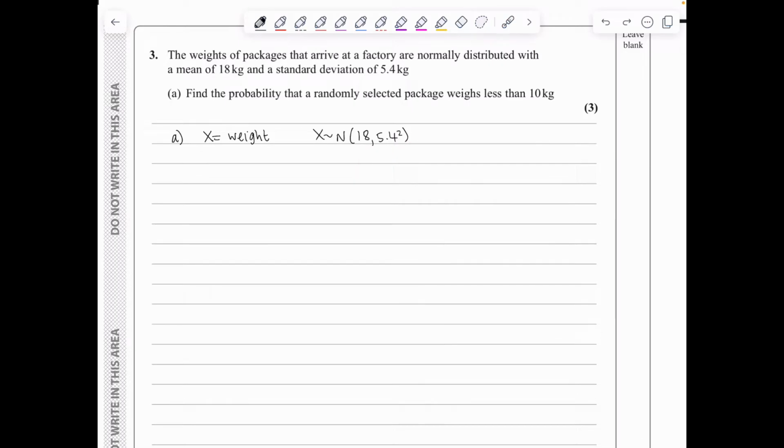We're trying to find the probability of x being less than 10, so I will standardize by deducting the mean and dividing by the standard deviation. So it's the probability of z being less than (10 minus 18) over 5.4, which gives the probability of z being less than minus 1.48. Now for me to use the normal probabilities table, I need to have this z value here being positive, so I will write this as 1 minus the probability of z less than 1.48 and look up the value on the table provided in the formula booklet.